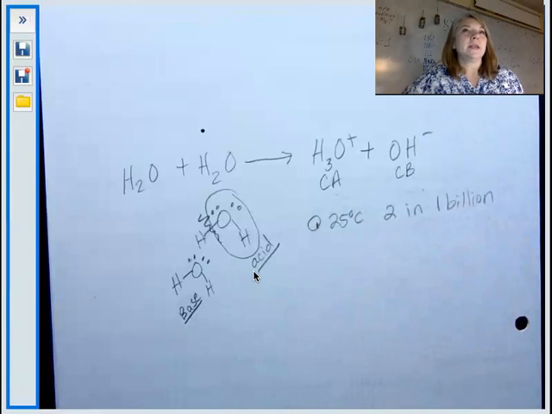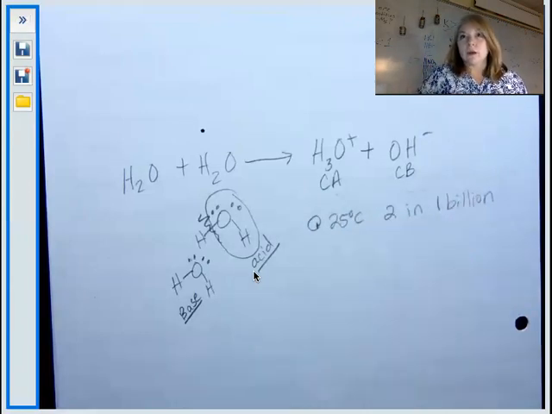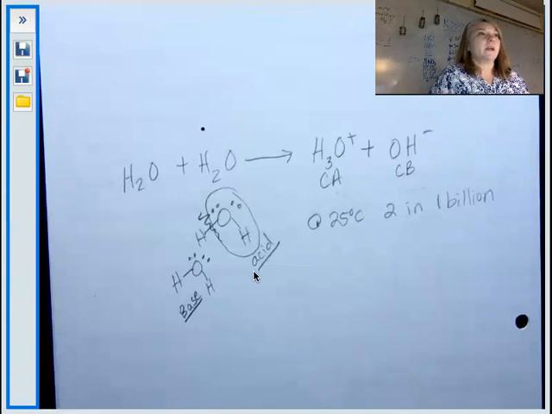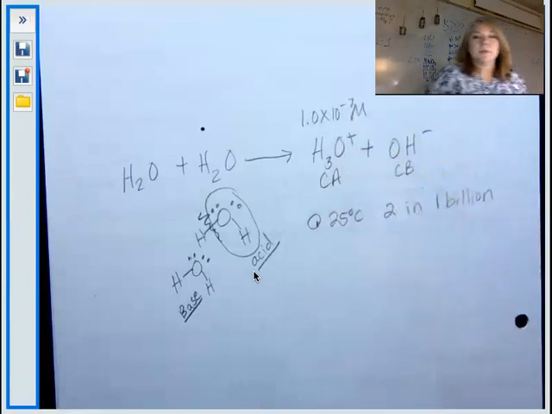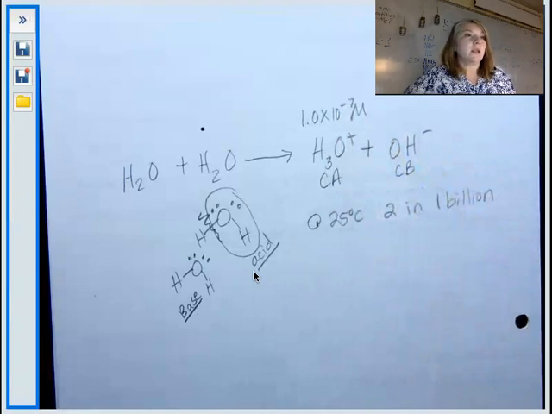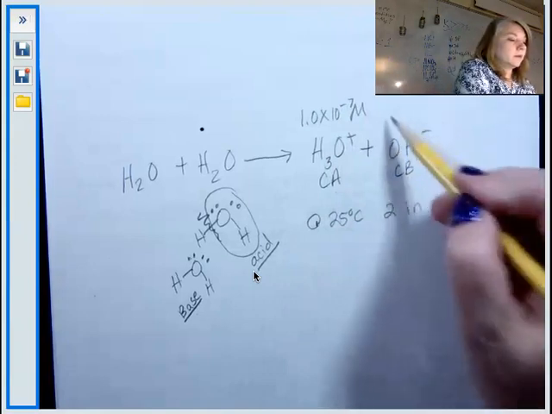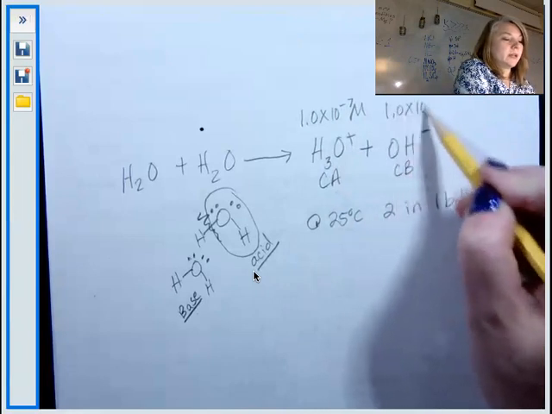It's called an auto-ionization process, or self-ionization. 2 in a billion. You're like, oh, that's really not that much. But when you think about how many water molecules there are in just a drop of water, that's actually quite a few. And chemists have found that the concentration of 2 in a billion is 1 times 10 to the negative 7th molarity. So if you've got 1 times 10 to the negative 7th molarity of the hydronium, what would your concentration of the hydroxide ion be? There you go, 1 times 10 to the negative 7th.